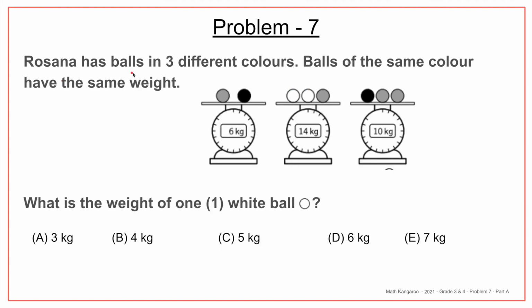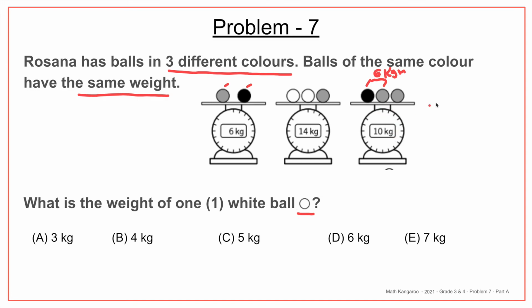Problem 7. Rosanna has balls in 3 different colors. Balls of the same color have the same weight. What is the weight of one white ball? These are our options. This is the weighing scale and the balls are put on it. So the 2 balls weigh 6 kg. So a gray and a black weigh 6 kg. So we know that a black and a gray in total weigh 6 kg.